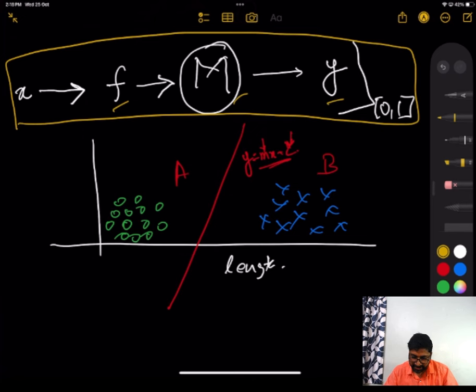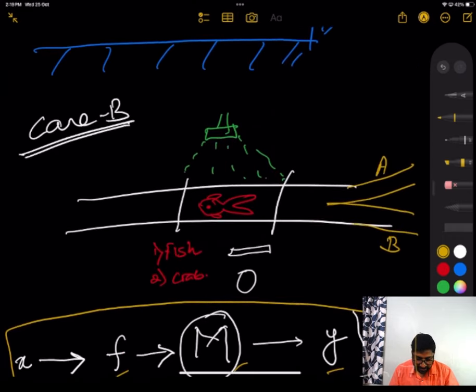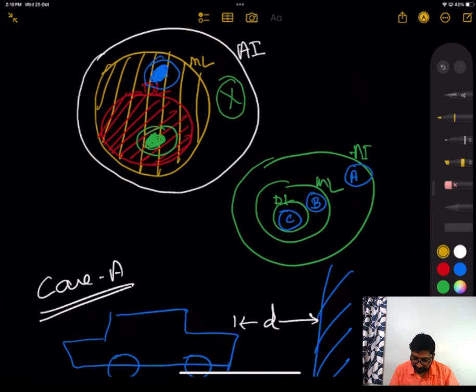Whereas in this diagram, A is my category A, this is category B, or this is a crab, this is a fish, and this y is equal to mx plus c. Here y represents the equation of a straight line. Let me take another example. So we have seen what could be the example of machine learning.